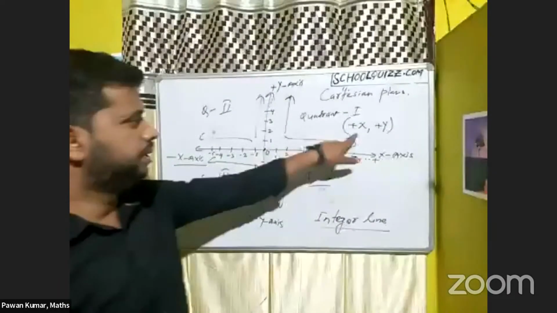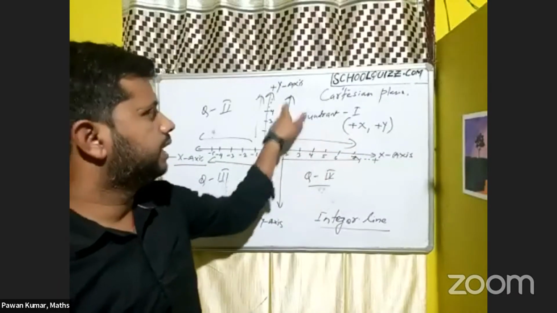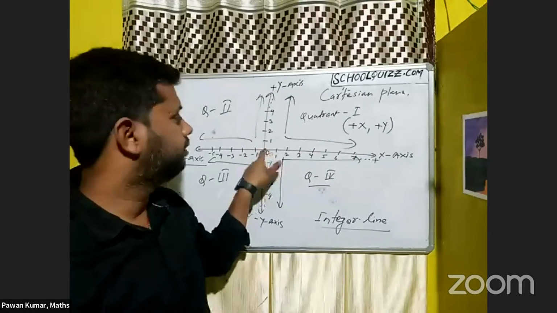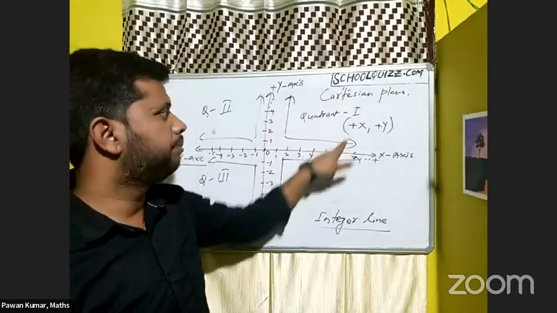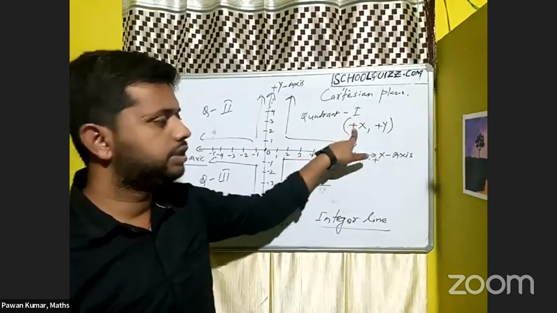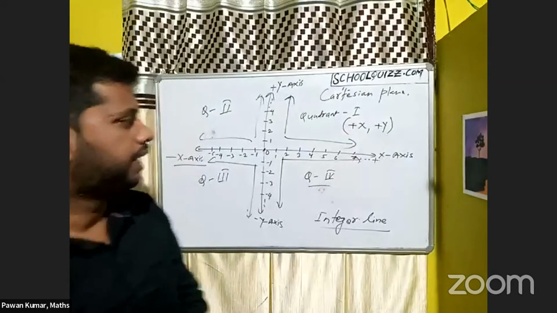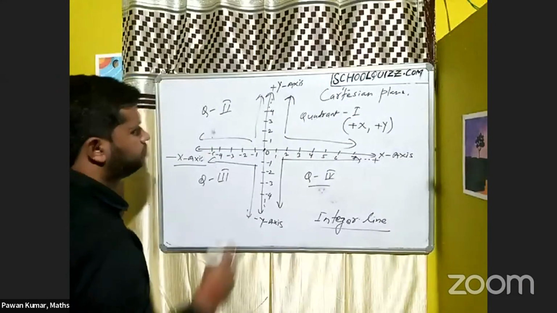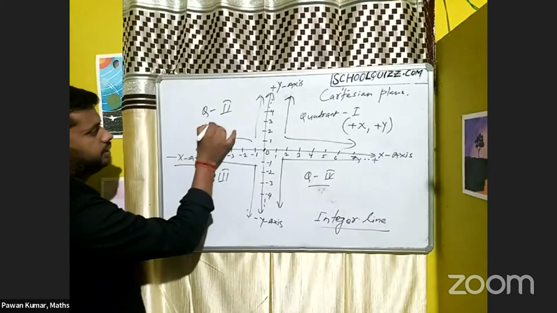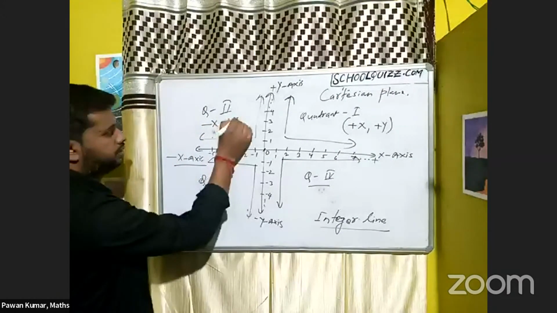Now, similarly, if this area is covered by the positive x-axis and positive y-axis, then whatever points you get in this quadrant will always have positive x and positive y. So what about this one? This is quadrant 2. In quadrant 2, x is negative, correct, and y is positive.